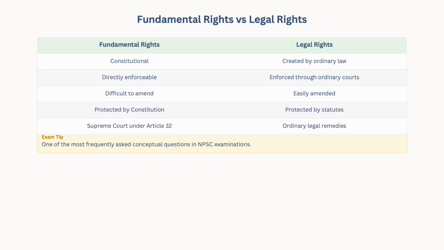But legal rights are enforceable through ordinary courts. So it could be ordinary courts such as the district court, or even the village council, the DC office. Any ordinary court will do for the enforcement of any form of legal rights. But fundamental rights are directly enforceable by the Supreme Court and the High Court.